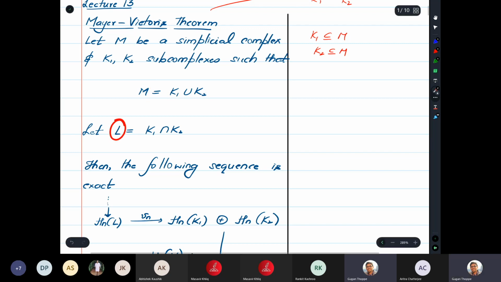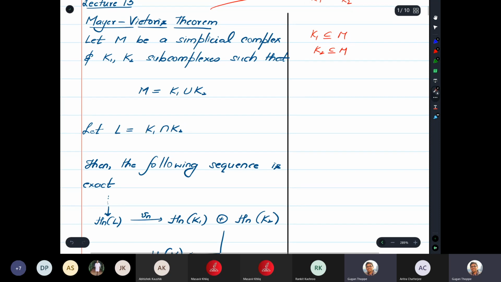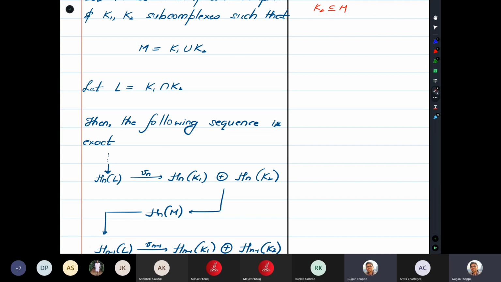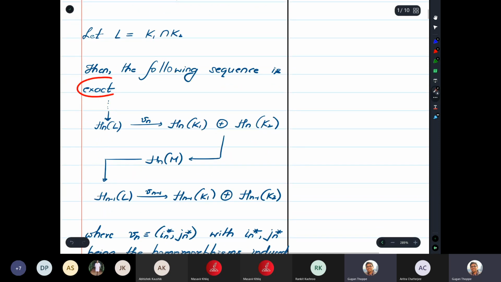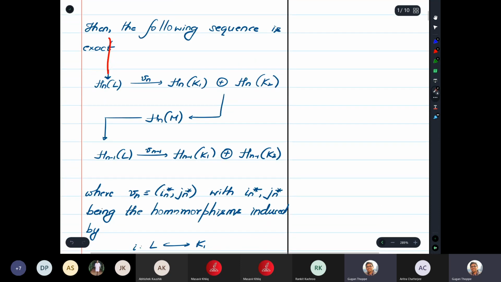And then we let L denote the intersection of K1 and K2. As we discussed in the previous class, whenever K1, K2 are simplicial complexes, their intersection is trivially also a simplicial complex. Then the Mayer-Vietoris theorem states that the following infinite sequence is exact. This sequence extends forever in both directions, so I should also have an arrow in this direction. I have written the sequence in this fashion only for convenience.